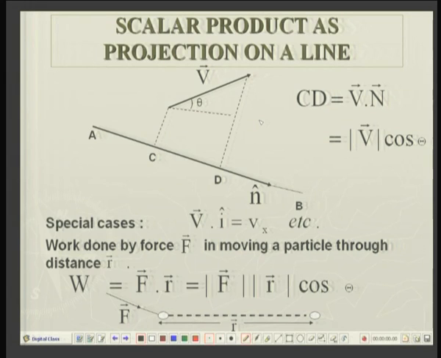There is another geometrical interpretation for the scalar product, namely it represents the projection of a vector on a line. For example, here is vector v, an arbitrarily given vector, and an arbitrary direction is represented by unit vector n. Now, if you draw the projection from the tip and the tail of this vector, let it be CD. So, this length CD is equal to v dotted with unit vector n.